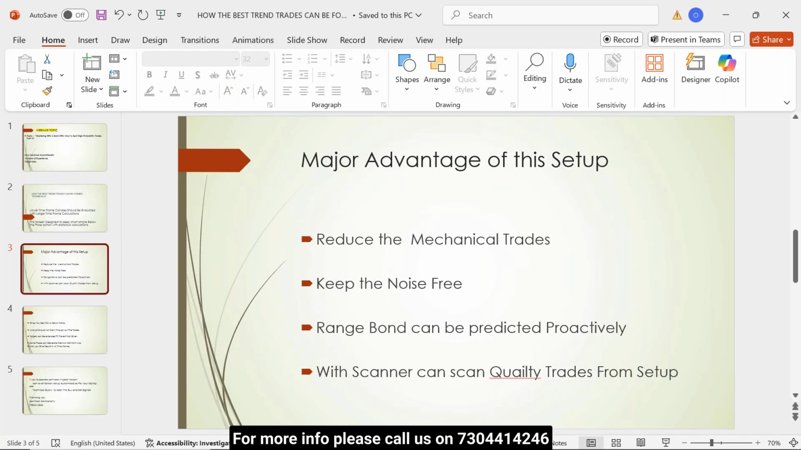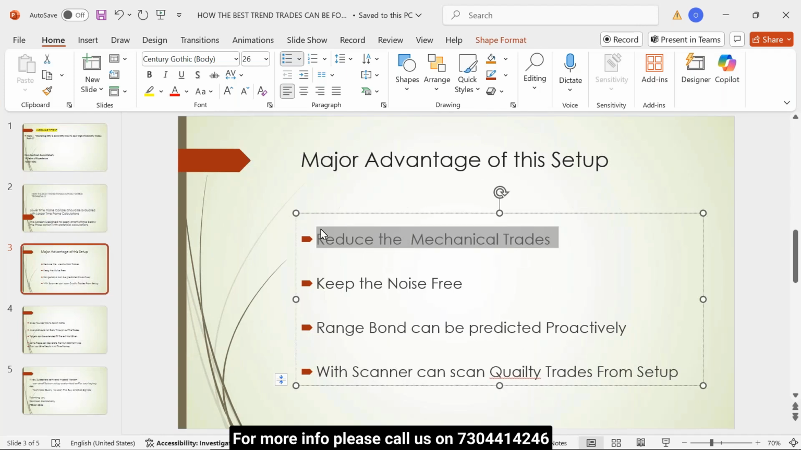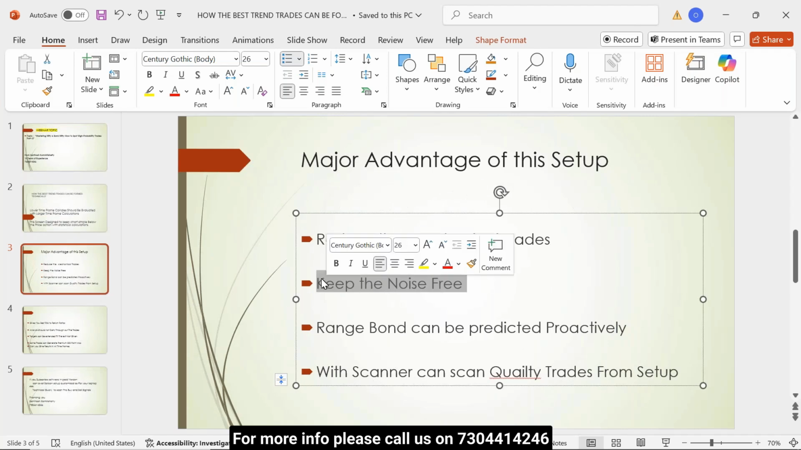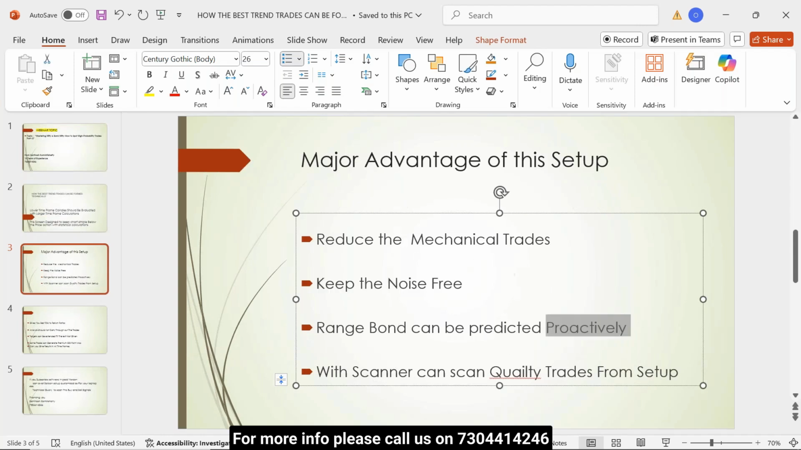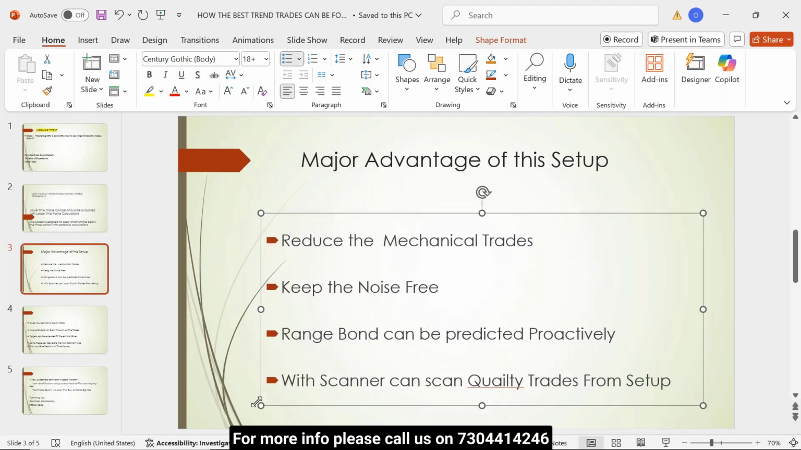The basic advantages, as I explained elaborately, are reducing mechanical trades and noise-free trades. A range-bound market can be predicted proactively before it occurs. Anytime a range-bound phase may take place, but how well your strategy says it is range-bound, so you shouldn't participate in the market at this point of time. That is where the art of mathematics and the art of the trading strategy can solve major stock market challenges.